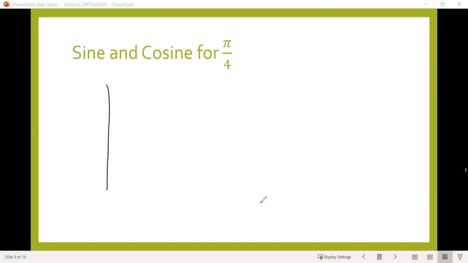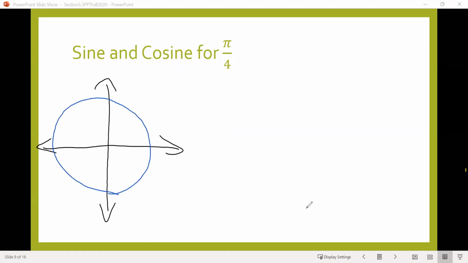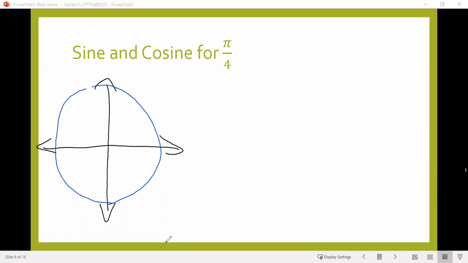As we've done a lot of problems in this section, I'm going to start by drawing the unit circle. Call this here the unit circle, even though that's really terrible. In fact, let me redraw that. Okay, I think that's a bit better. And then we're talking about an angle of pi over 4 radians, which you can convert, or maybe you know, is the same as 45 degrees.